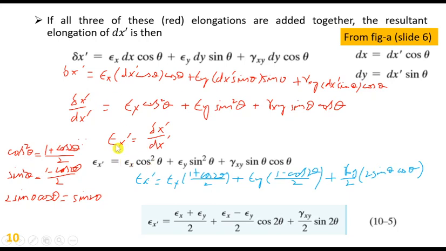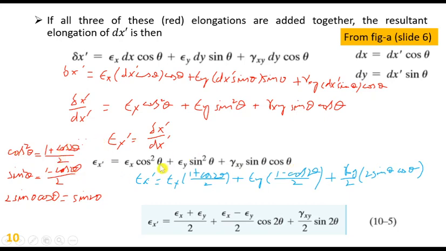Since we know, according to the definition of strain, change in length over original length, the change is delta and the original is dx prime, so this becomes epsilon x prime because this is along the x prime axis. So when we put it here, this equation becomes epsilon x prime is equal to epsilon x cos square theta plus epsilon y sin square theta plus gamma xy sin theta cos theta.